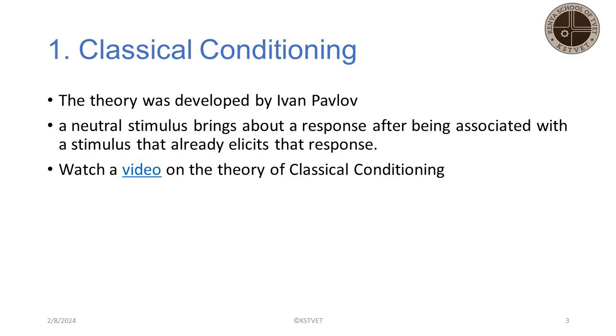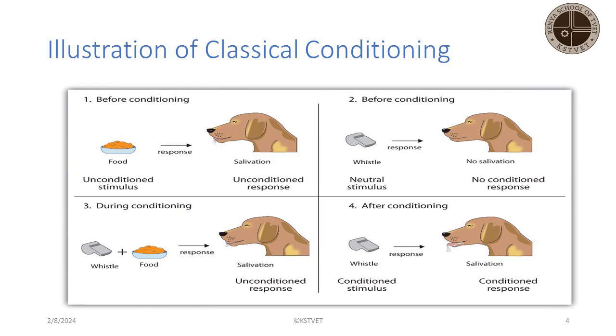Classical conditioning theory was developed by Ivan Pavlov. It states that a neutral stimulus brings about a response after being associated with a stimulus that already elicits the response. Let us now look at Pavlov's experiment with his dog. The experiment was in relation to his dog salivating at the smell or taste of food.